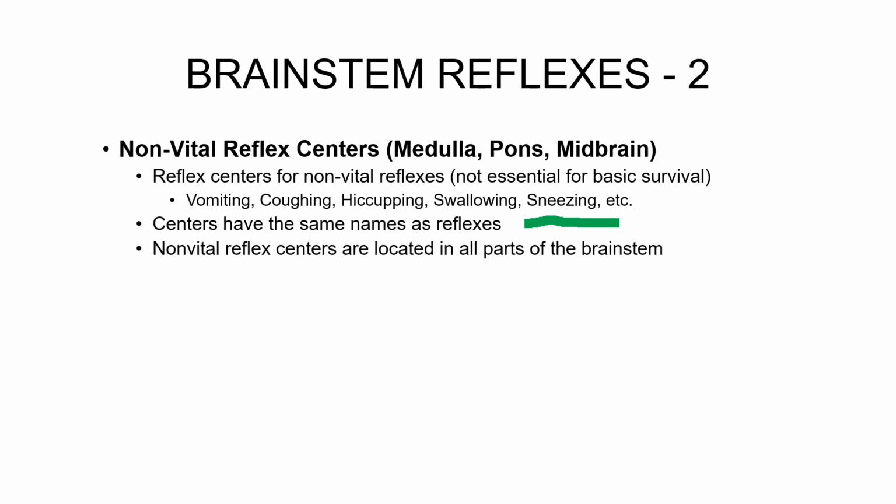The non-vital reflex centers are found everywhere throughout the brainstem. They're spread out, just like the reticular formation. The reticular formation spans the entire brainstem, and so do the non-vital reflex centers. So what are these? Vomiting, coughing, hiccuping, sneezing, even yawning, all are found in these areas throughout the entire brainstem.